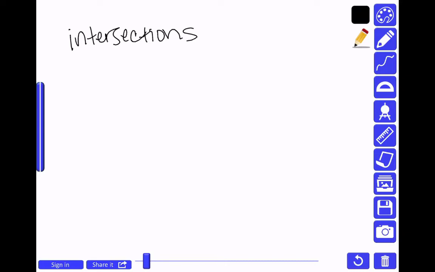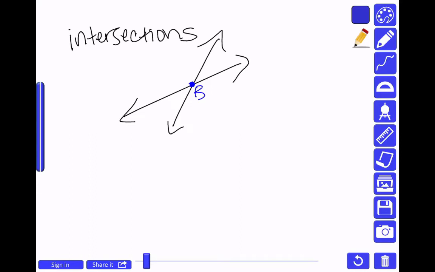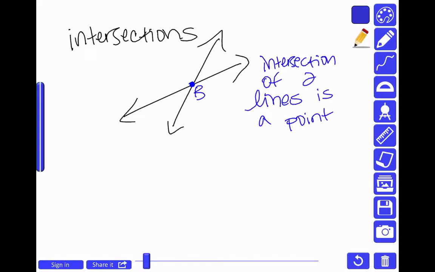The last thing I want to talk about is intersection. An intersection is anywhere that two geometric figures intersect or share at least one point. So if we think about two lines, these two lines have one point of intersection, and that is right here. We'll call that point B. So point B is the point of intersection. If you think about it, two lines can only have one point of intersection, and their intersection is always a point. The intersection of two lines is a point.